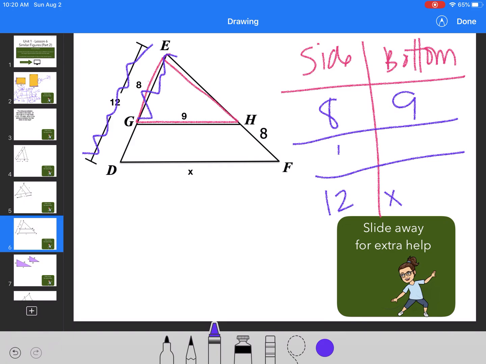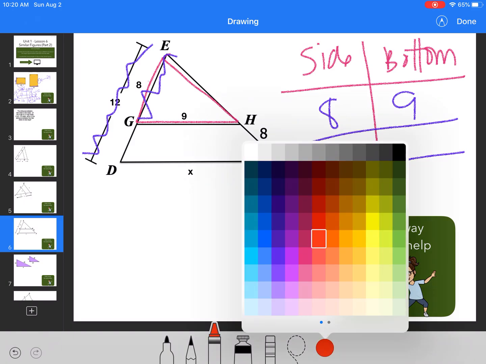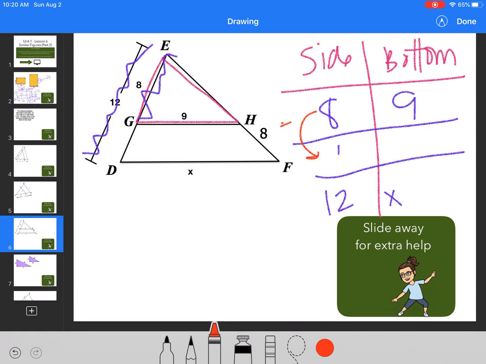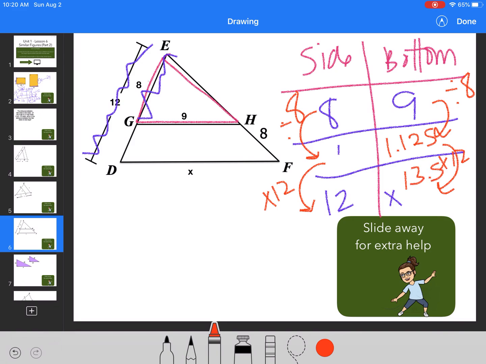So now I'm just going to think, what do I do to get to my sides? So I divide by 8. So I'll divide this side by 8. So in my calculator, remember, you don't want to clear things or you're going to get mixed up. So 9 divided by 8 in that order. I get 1.125. Then I have to think, what do I do to 1 to get to 12? I'm going to multiply by 12. Multiply this side by 12. And I get 13.5.